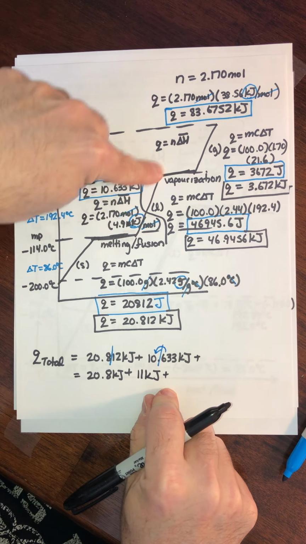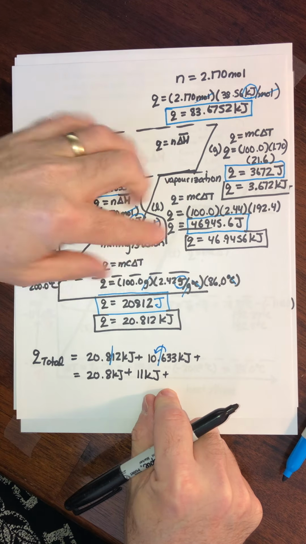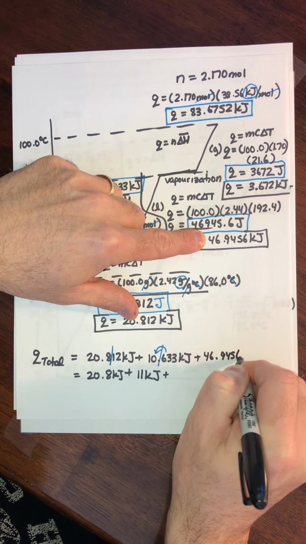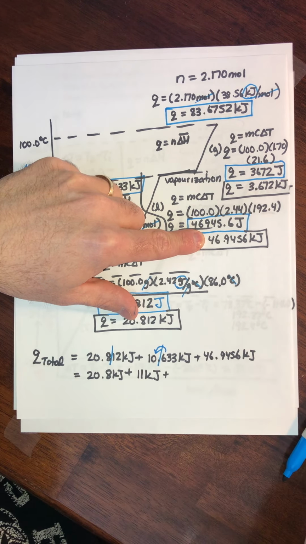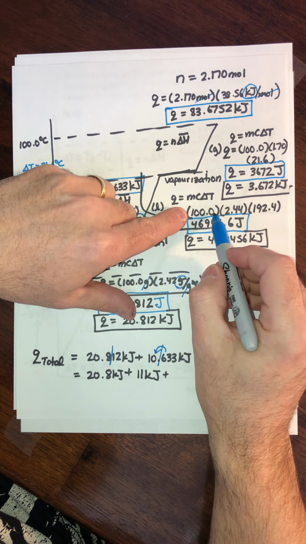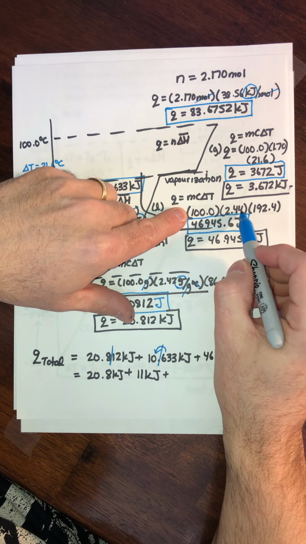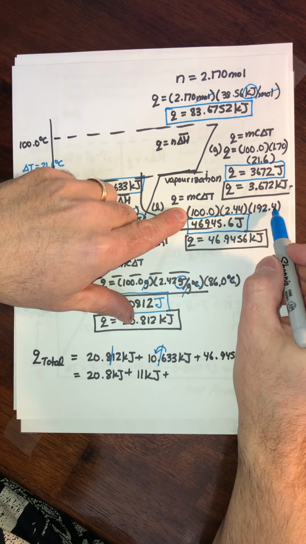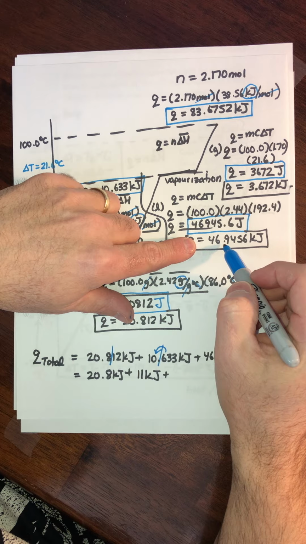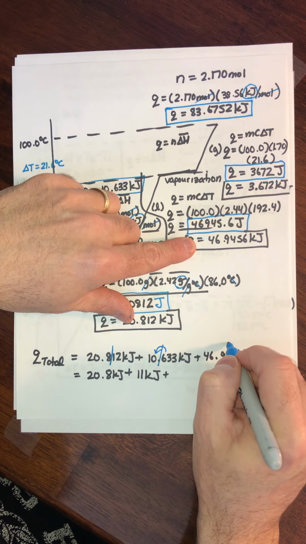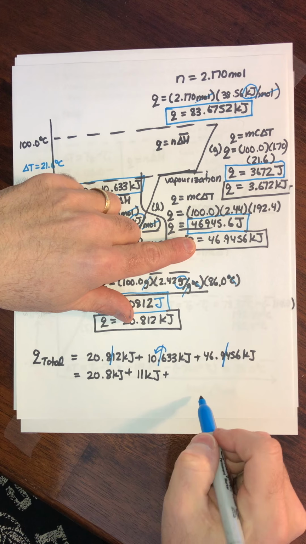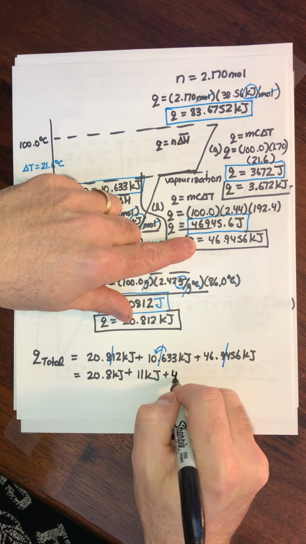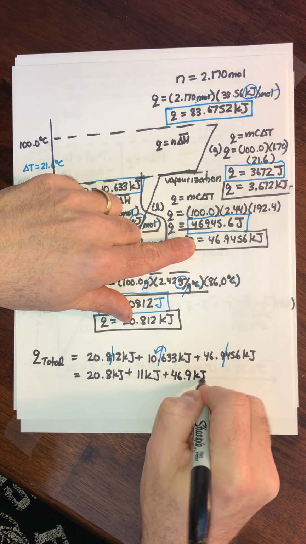Okay, let's do the next part of our graph. In this part, I got an answer of 46.9456 kilojoules. If you look at your calculation, the 100.0 had 4, the 2.44 had 3, and the 192.4 had 4. So 4, 3, and 4. My answer should only have 3, the least number. So 46.9, cut it off there. 1, 2, 3. Because the 4 is less than 5, I don't need to round up. So this would be 46.9 kilojoules.